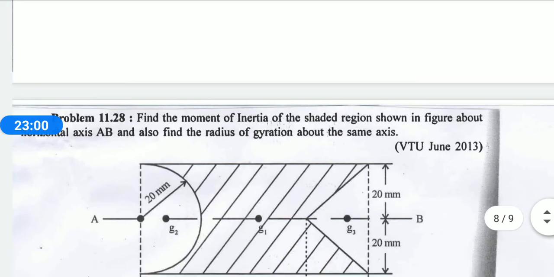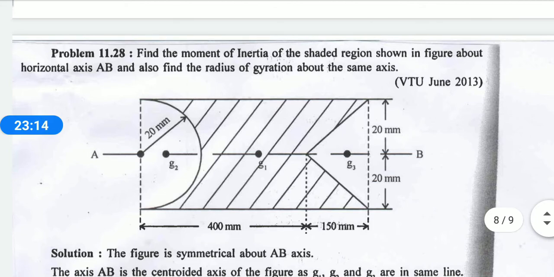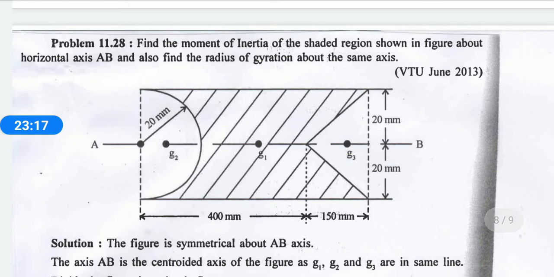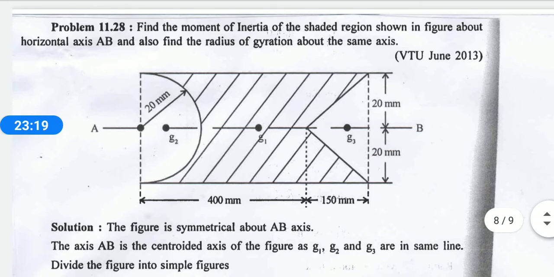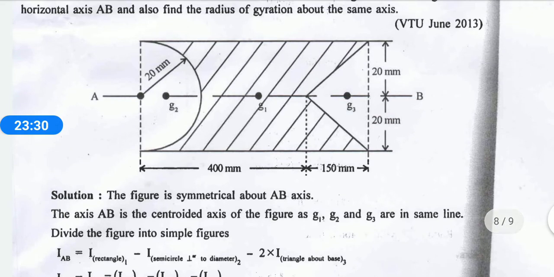Let me do one simple problem, that is without the table. If they are giving you a very simple problem, how can you do it without the table? Okay, so find the moment of inertia of the shaded region shown in the figure about the horizontal axis AB, and also find the radius of gyration about the same axis. What are they asking now? Radius of gyration about your x-axis. That means K of xx, which is equal to square root of Ixx divided by A. That Ixx we are mentioning here as I of AB.